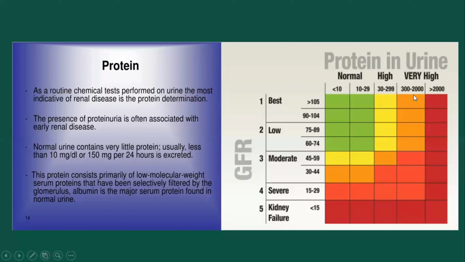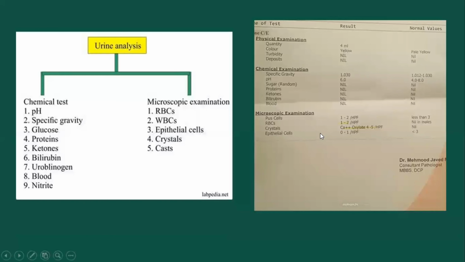Normal is less than 10, and 10 to 29. High is 30 to 299, and GFR best is more than 105, and 90 to 104. Low is 75 to 89.